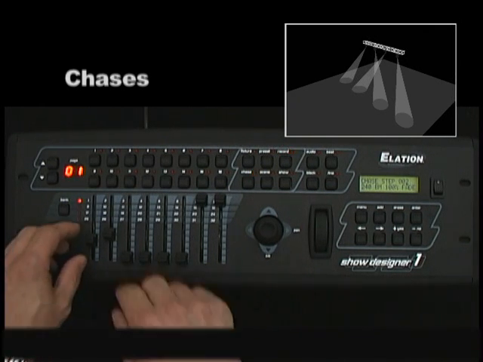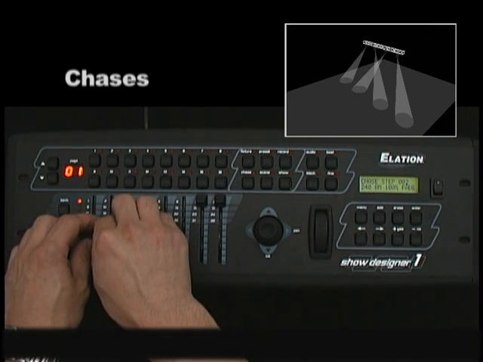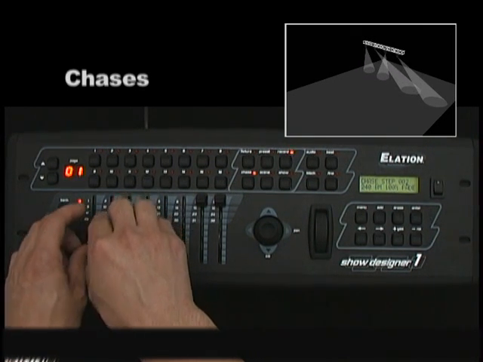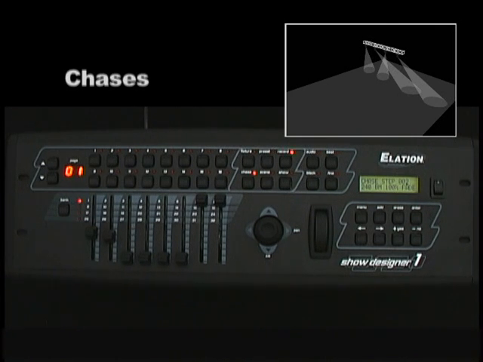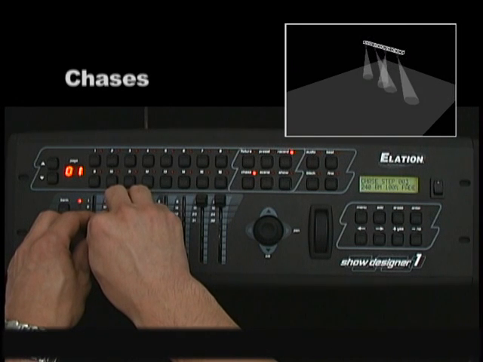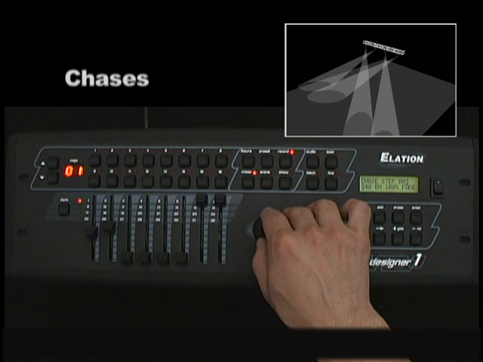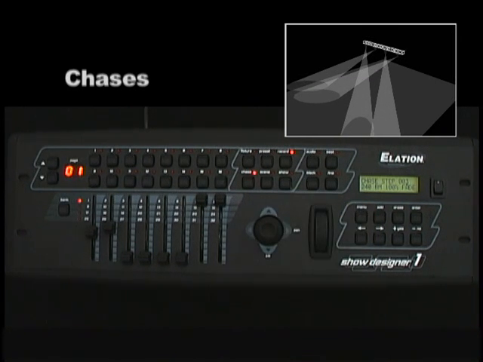Once again, using the faders or the joystick, set your second chase step. Once again, I'll press enter to advance to my next step. I'll once again use the faders or the joystick to set my third and final chase step. It's important to note when you've reached your last step and you know you're not going to be recording any more steps that you do not press enter.